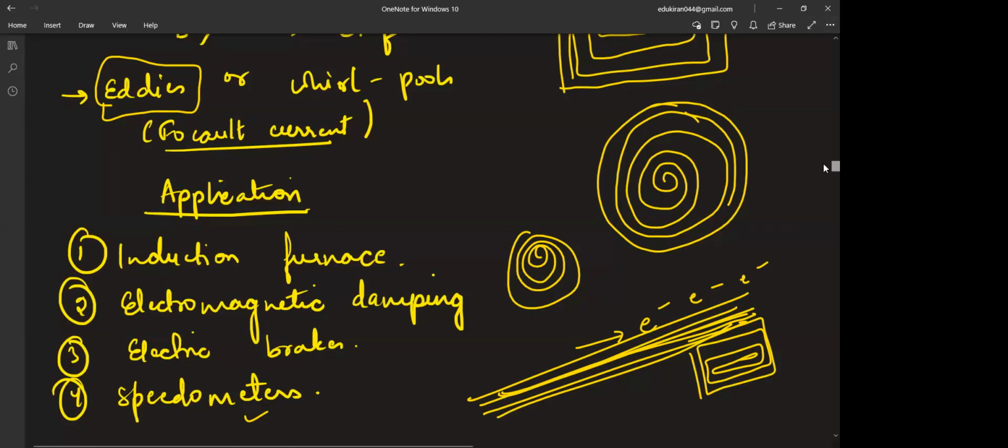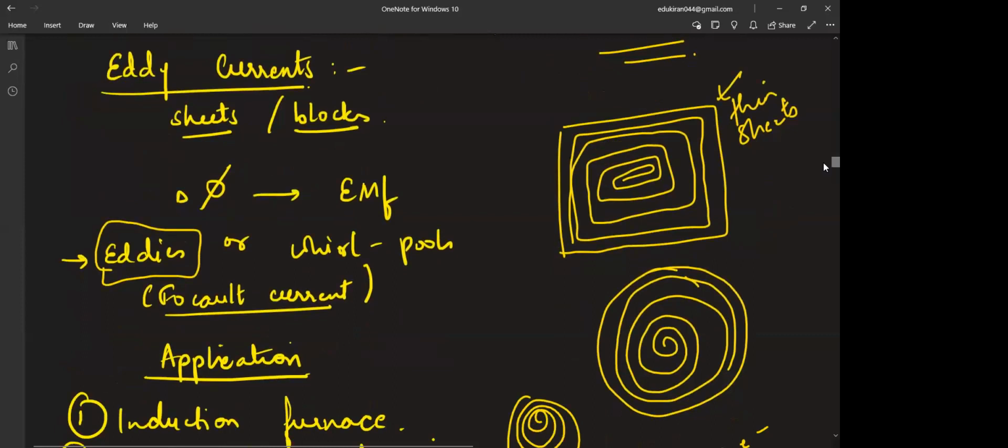This part, no need to learn it for your exam, but this is very important for you to know for your knowledge, because the eddy currents term will come again, maybe not in your class 12, but in your higher studies. Eddy current is a very common term which you should be aware of. That's why I'm discussing it. So note it down, class.